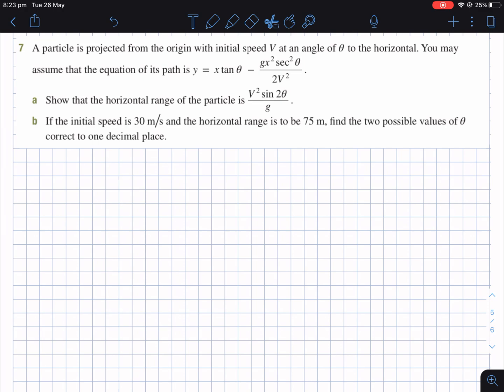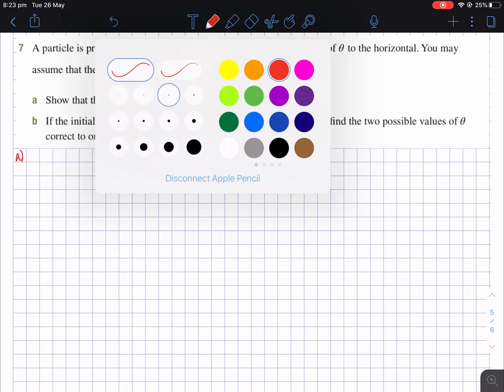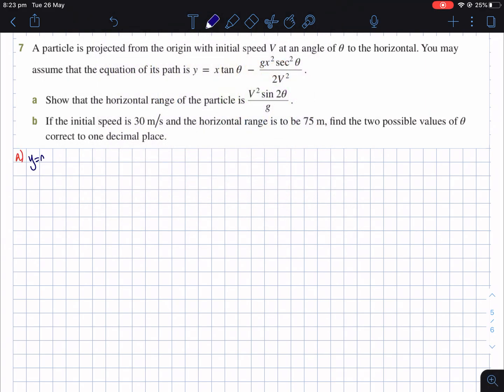Now, you guys know from physics that if I've got something taking off, it's going to land again. So its horizontal range this way is going to be when y comes back down to 0. So let's sub that in and solve. Y equals 0. 0 equals x, which is what we're trying to find, tan theta, take g, x squared, sec squared theta over 2v squared.